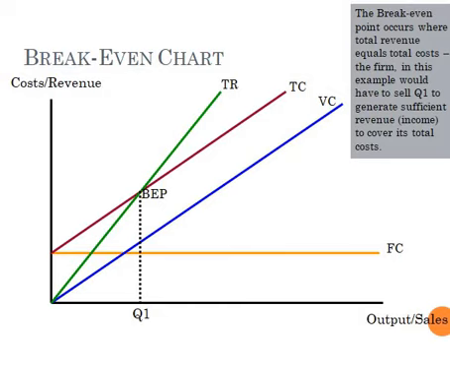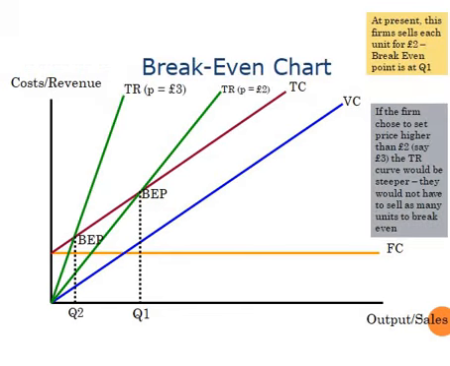So if I want to start generating profit, I must increase the production to a quantity which is greater than this quantity. So this is the meaning of the break-even point or break-even quantity.